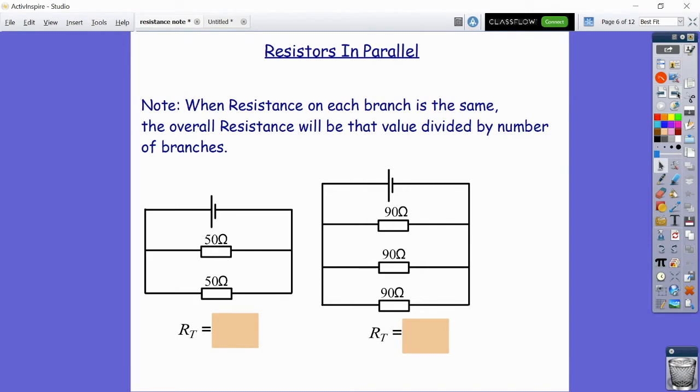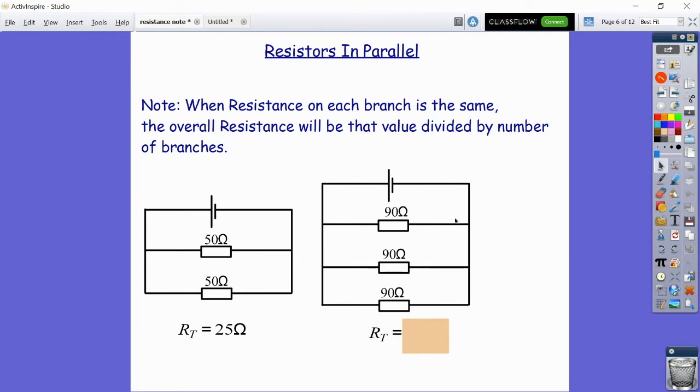So when the resistance on each branch is the same, the overall resistance will be that value divided by the number of branches. So for this first example on the left, we've got a 50 and 50. The overall resistance would be 25, just 50 divided by 2. You could, of course, do it the long way. 1 over RT is 1 over R1 plus 1 over R2. You'd have 1 over 50 plus 1 over 50. Well, that'll always give you a 2 on the top, which means your bottom number is going to divide by 2 as well when you simplify that fraction. And then when you flip it, you're always going to have half that number. So there's a wee bit of the maths proof for you, but feel free to do it the long way if you want to do it. You will get the answer 25 ohms.